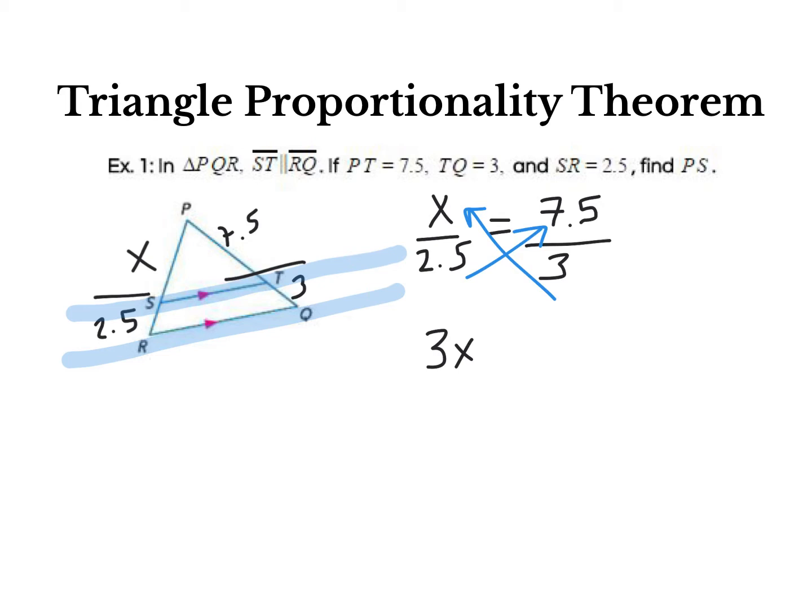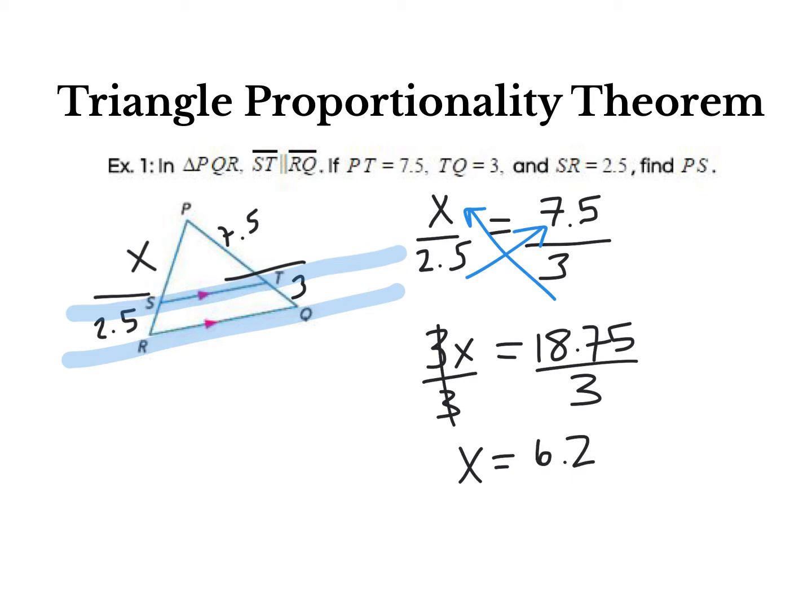Let me check that real quick. Yeah, we get 18.75. And then to solve for x, we divide both sides by 3. X equals 6.25. And we were able to find that out because of these parallel lines that we have right here. It makes the top and the bottom proportional to each other.